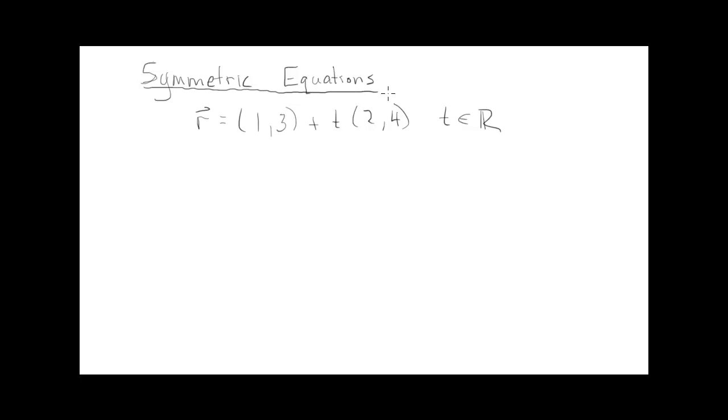Alright, now we're going to look at a third new type of equation in R2, what we call symmetric equations. You're going to see that it's very closely related to a vector equation. Let's say this is our vector equation. Then our parametric equations would be x = 1 + 2t, y = 3 + 4t.